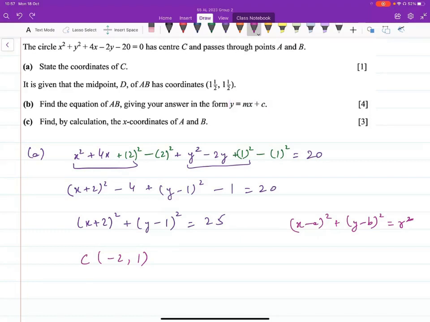Now, what exactly is AB? A and B are 2 points on the circle. It has been told to you here that the circle passes through the points A and B. Okay, that means A and B are some 2 points on the circle. Their midpoint is this point D here. Okay. Now it helps to just draw a sketch of this figure, right?